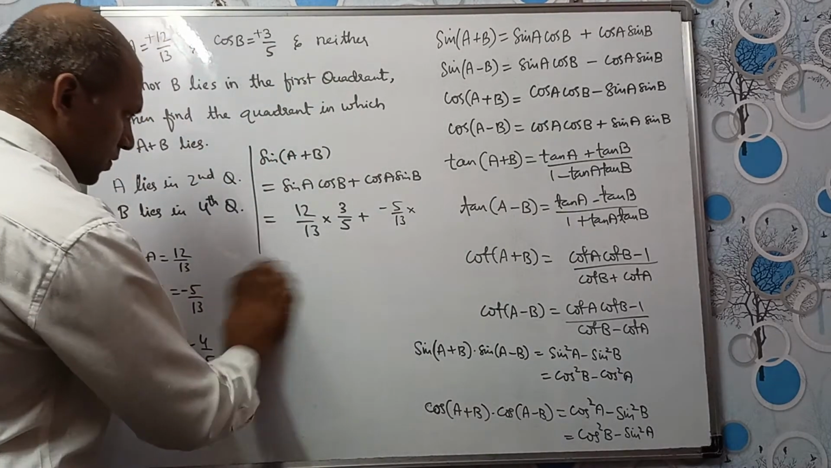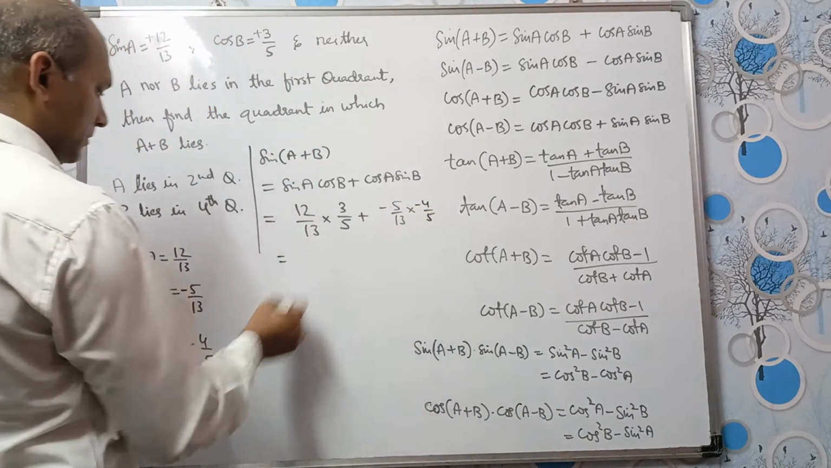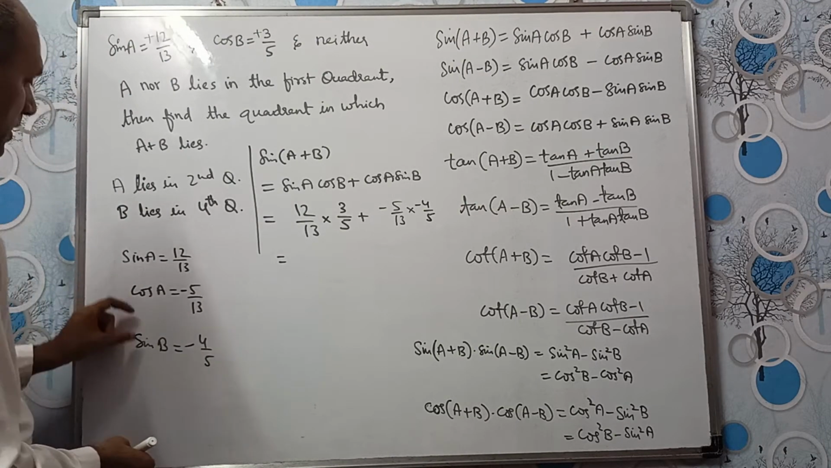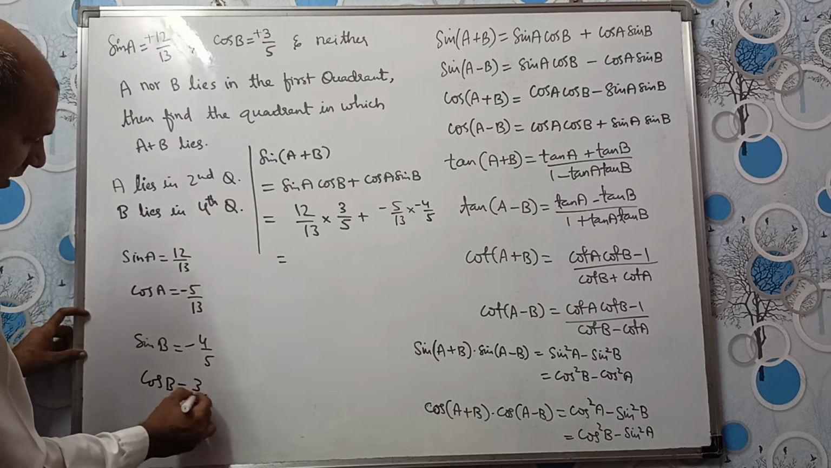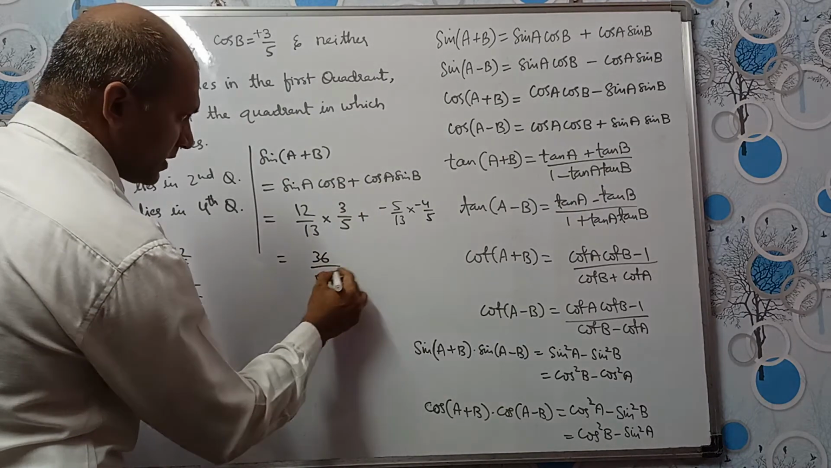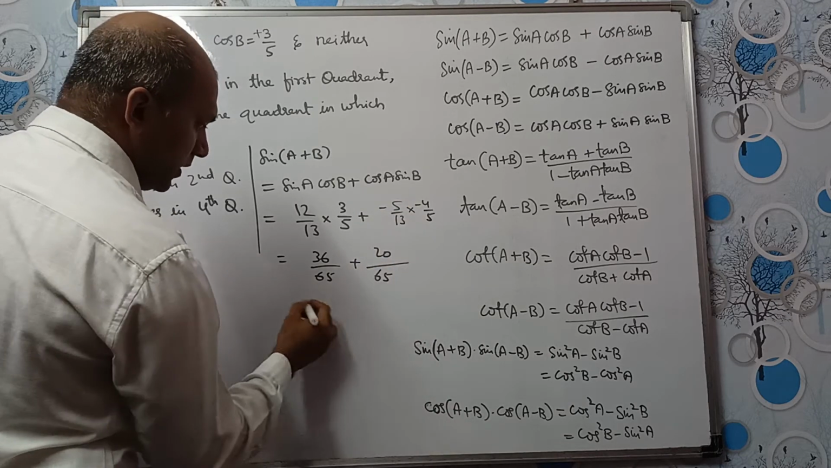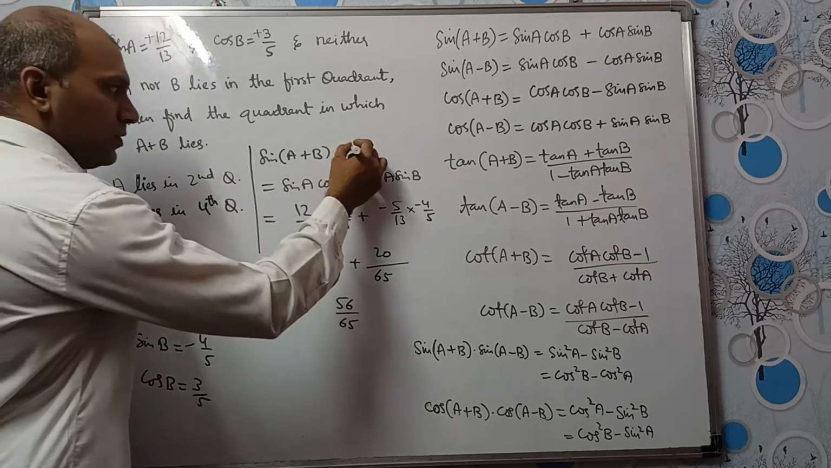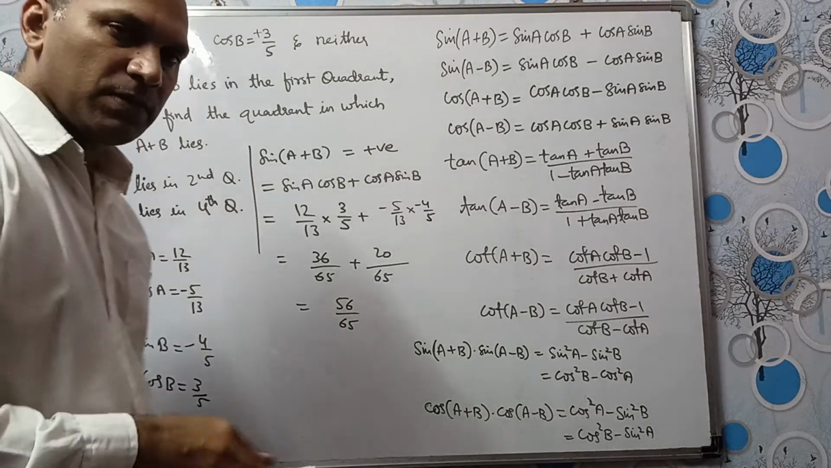Okay. So this is minus 4 by 5. So we have sine A, cos A, sine B, and cos B is also there, right? Cos B is 3 by 5. So how much is this now? 36 divided by 65, minus into minus plus 20 by 65. So this will be 56 by 65. So this is a positive value, right? Sine A plus B is plus 56 by 65.